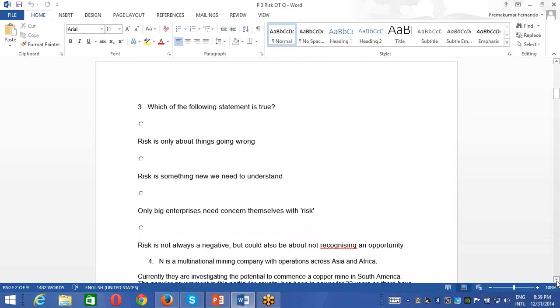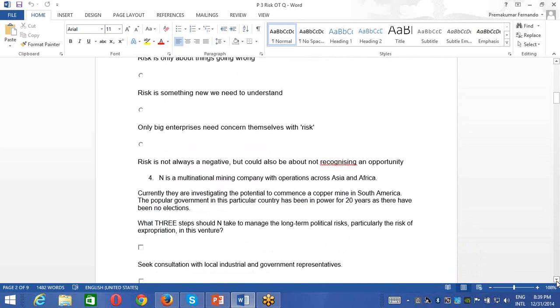Excellent. Right. Next one. N is a multinational mining company with operations across Asia and Africa. Currently, they are investigating the potential to commence a copper mine in South America. The popular government in this particular country has been in power for 20 years. There have been no elections. Try to look at some of the words they put. Popular government has been in power for 20 years. So it looks like a very stable government, right? But 20 years is a fairly long period.